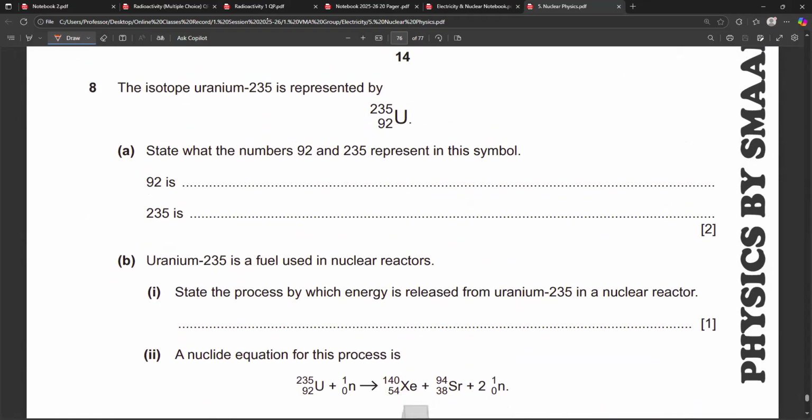Question number 8. The isotope uranium-235 is represented by this symbol. State what the number 92 and 235 represent in this symbol. So what is the meaning of 92 in this symbol and the meaning of 235 in this symbol?